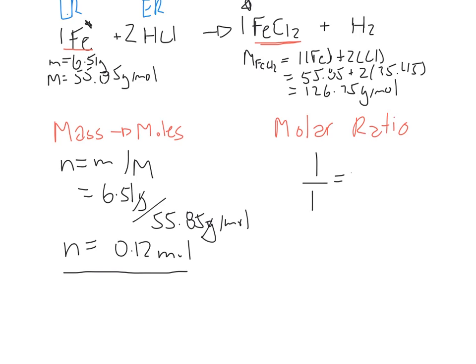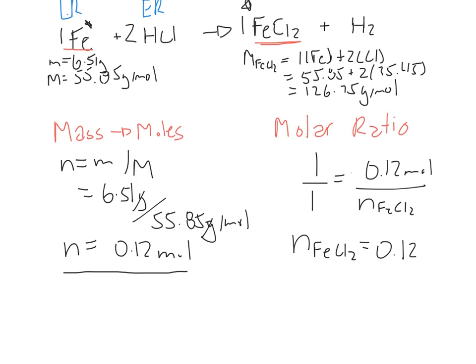How many moles of iron do I have? Well, I just calculated, I have 0.12 moles. And I am looking for the number of moles of iron(II) chloride. With a 1-to-1 ratio, we know automatically that our number of moles of iron(II) chloride is going to be equal to 0.12 moles.